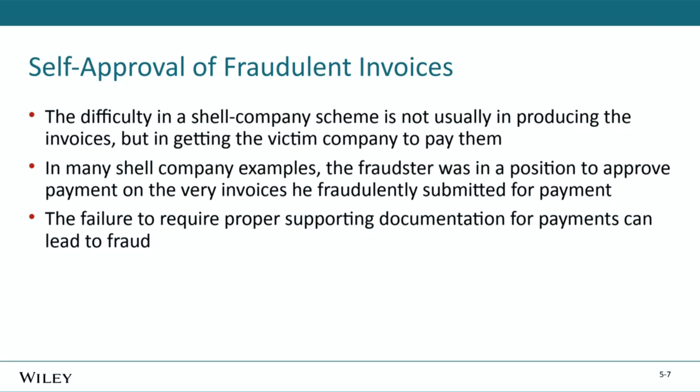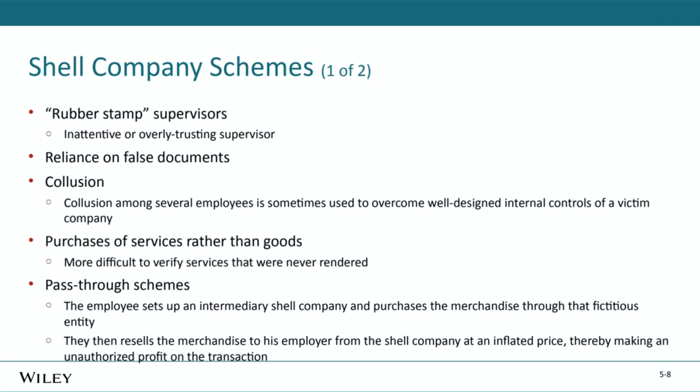Okay. Again, I talked about these. So here we talked about different types of schemes, how you get around the controls that you have in accounts payable. If you have a supervisor that just signs off on everything, fine, run it past them, they'll sign off on it. Create phony documents to back it up. Create that phony purchase order. Create that phony receiving report.